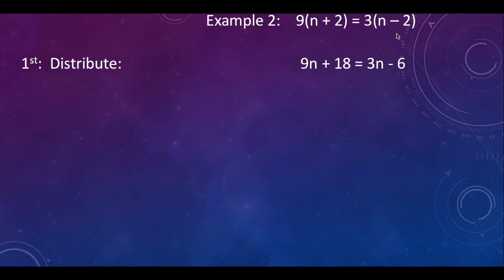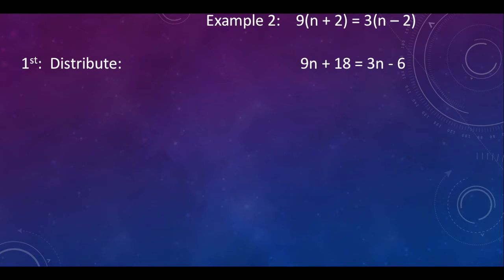We got to distribute on this side as well because we have parentheses. 3 times n is 3n. 3 times negative 2 is negative 6. We're done with distributing. Now, I don't see any like terms on this side I can collect, and I don't see any like terms on this side I can collect. So we're going to go ahead and skip step 2 and go on to step 3.